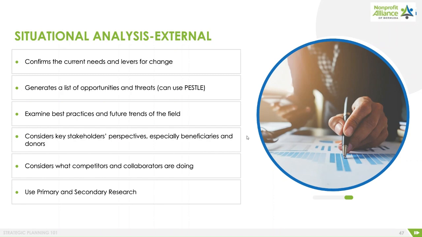The situation analysis, when conducted externally, can examine best practices and future trends of the field. It can consider key stakeholder perspectives, especially beneficiaries and donors, and it should consider what competitors and collaborators are doing. In an external situation analysis, both primary and secondary research can be used in order to determine what is going on within your current context, nationally or internationally.